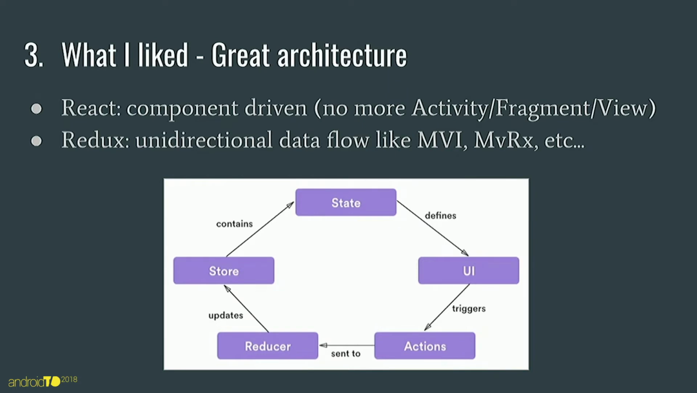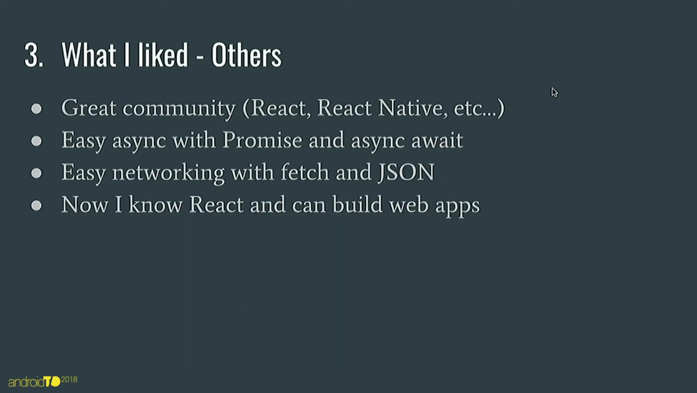And Redux is a unidirectional data flow. Sam was talking about MVI, but then there are newer ones like MvRx and stuff like that. The idea is there's only one way to change the UI. So basically the UI is going to trigger some action. The actions are going to be sent to the reducer. The reducer updates the store, which contains the state, and the state defines the UI, and then the UI is going to be updated. And no more MVP, no more MVVM, no more MV-whatever discussion with your team. It's like, this is the way. It's the easiest way. It adds boilerplate, but it's really great.